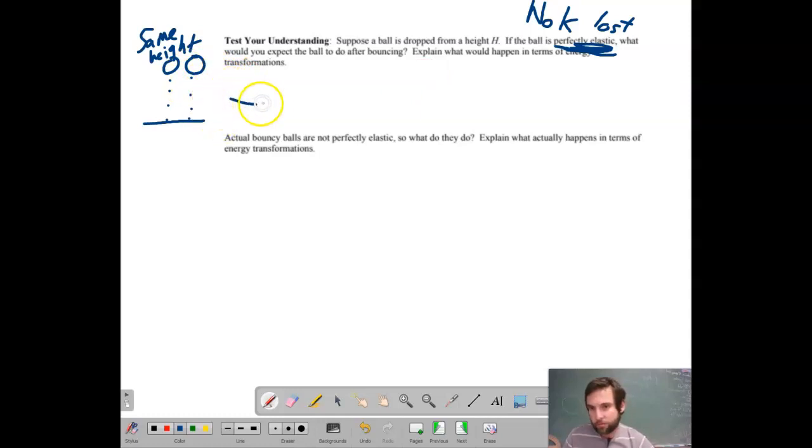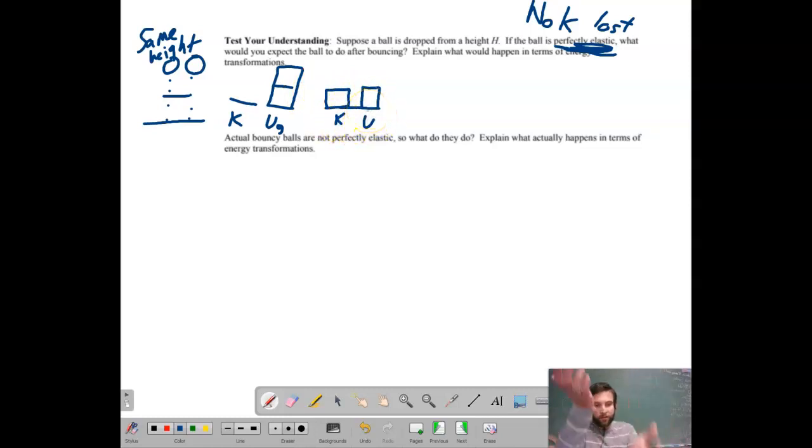Explain what would happen in terms of energy transformations. Let's do bar charts for this: kinetic and gravitational potential. In the beginning, at the top, because it's being dropped, all of our energy is gravitational potential. Halfway through, we have some kinetic and some gravitational potential. Remember, these bar charts are moving, going up and down. At the very bottom, on the floor, all of the energy is kinetic and we have no gravitational potential energy. And then it's going to go back up.